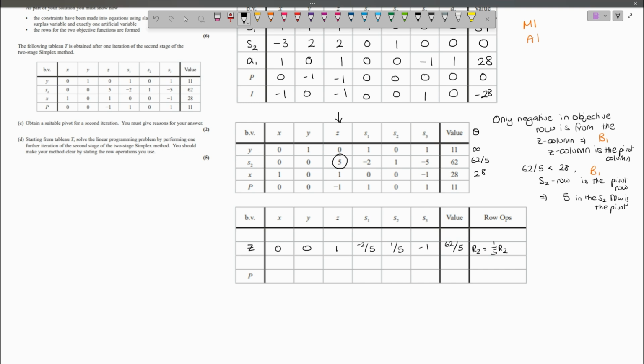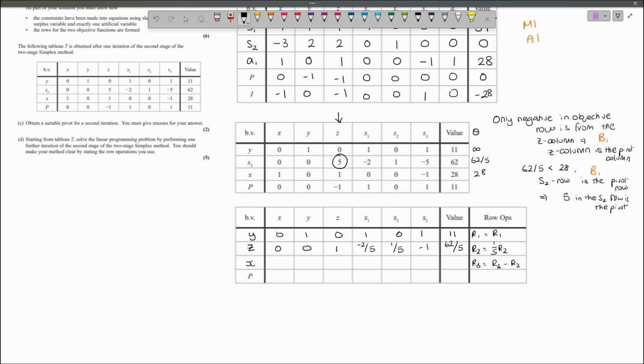We now want to eliminate any other values in the Z column to become 0. So row 1 can stay the same because the value in the Z column is already 0. So we're going to get Y 0, 1, 0, 1, 0, 1, 11. The X row, we now need to subtract one lot of a new row 2. So the new row 3 is going to be the old row 3, subtract the new row 2.